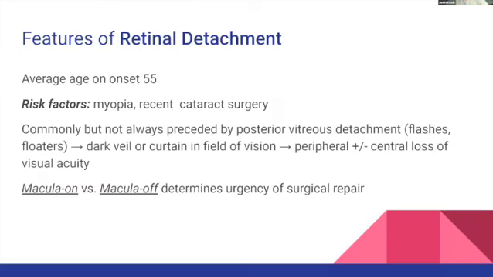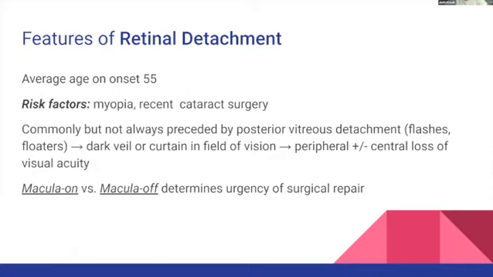Some features: the average age of onset is 55, so it does increase as you get older, but it's not necessarily a disease of the elderly. Risk factors include myopia, especially severe myopia. You can see this as early as the 20s, 30s, and recent cataract surgery is a big one as well. It's commonly, but not always, preceded by a posterior vitreous detachment.